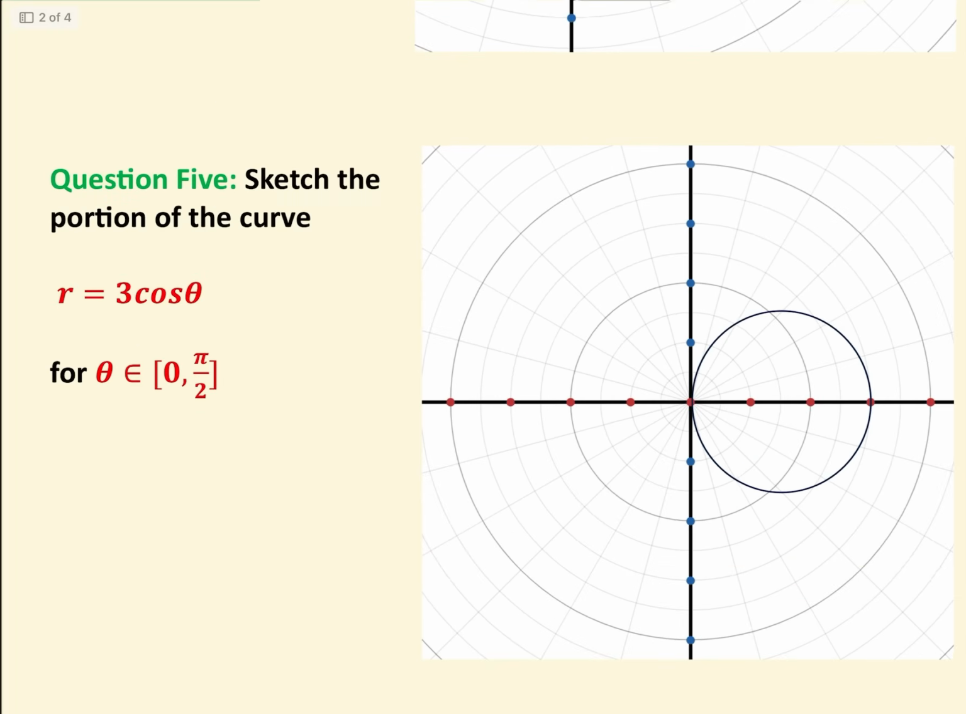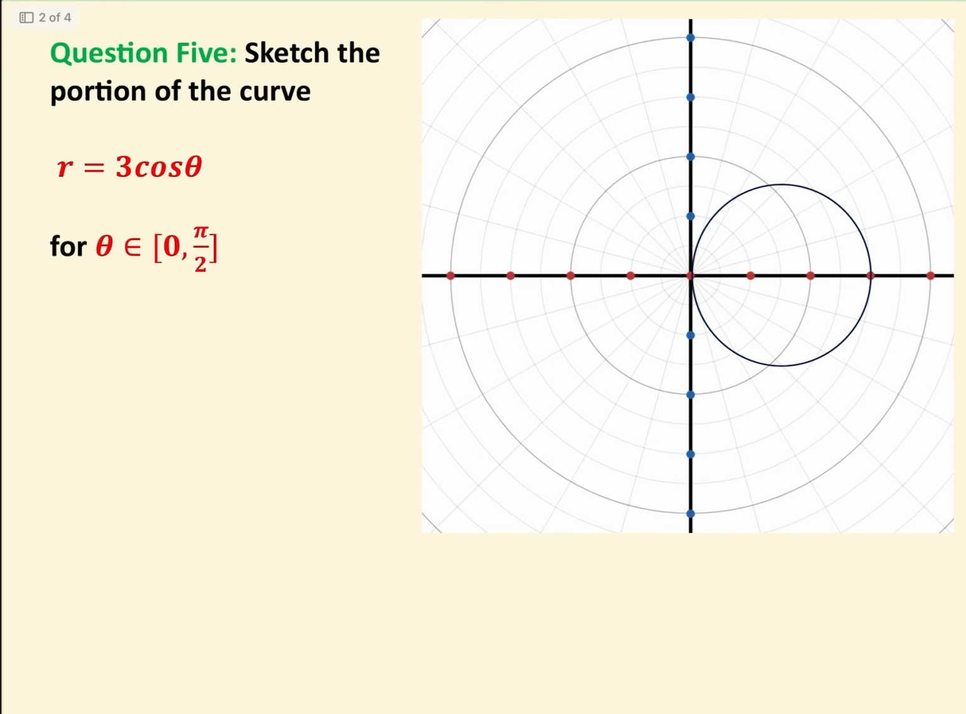Let's have a look at question 5. Question 5, we're dealing with domains now. So sketch the portion of the curve r equals 3 cos theta from theta only going from 0 to pi over 2. Now this here is the entire curve of 3 cos theta. We know that cos theta is symmetrical about the x-axis, and we know that this distance here will be 3 from the origin, which it is, but we're only looking at theta from 0 to pi over 2. So how do we know which bit of it is?